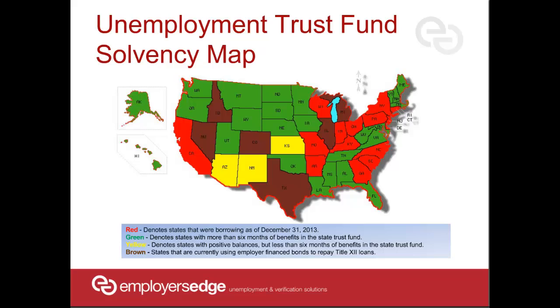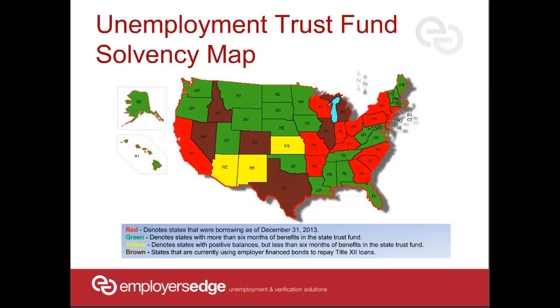A number of states that are brown, you can see, actually issued bonds to pay off their debt to the federal government. So they had to borrow as well, but they issued bonds to pay off the debt. Like in Colorado, the bonds were issued, but not only are the employers in Colorado paying an unemployment tax rate, they also have something added on, like a solvency fee, because they have to pay the interest on those bonds. They have to pay off the bond debt.